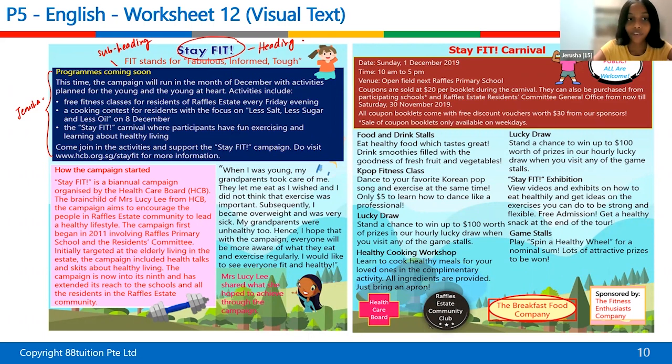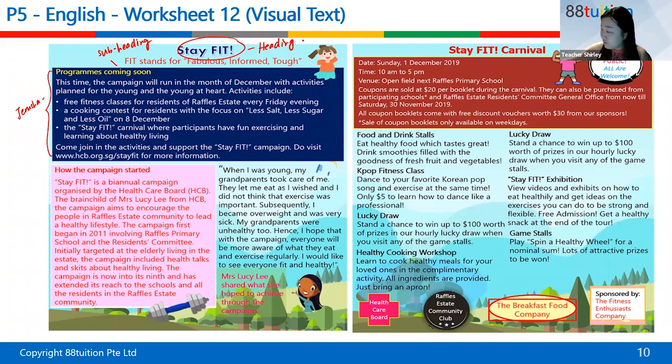Activities include free fitness classes for residents of Raffles Estate every Friday evening, a cooking contest for residents with the focus on less salt, less sugar, and less oil on 8 December. The Stay Fit Carnival, where participants have fun exercising and learning about the healthy living. Come join in the activities and support the Stay Fit campaign. Do visit www.hcb.org.sg/stayfit for more information.